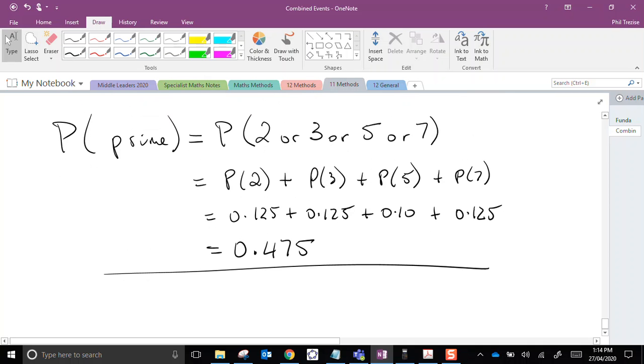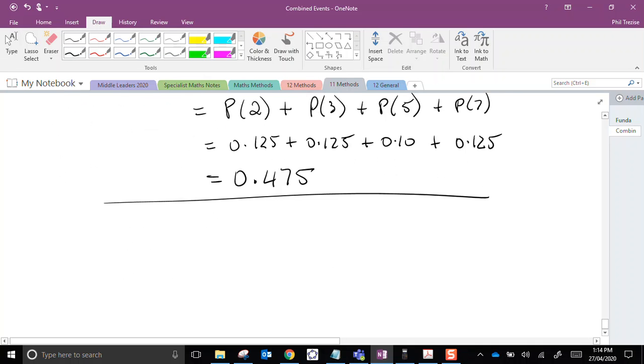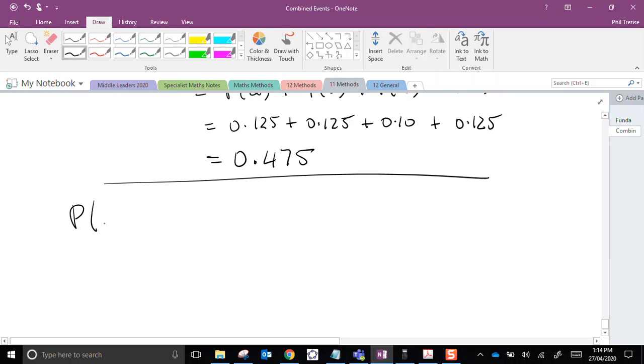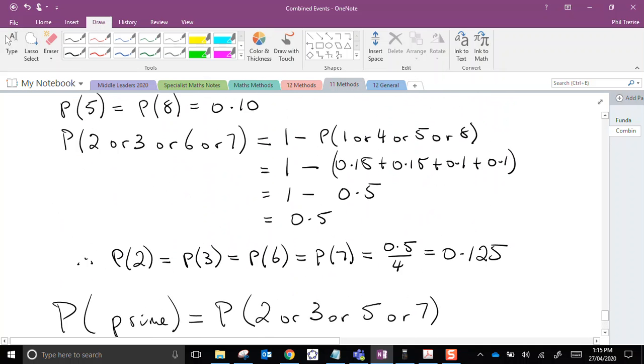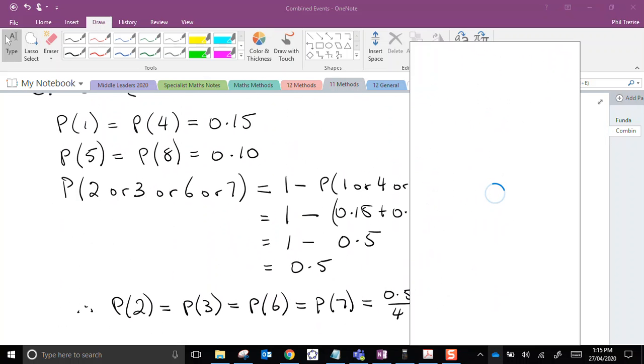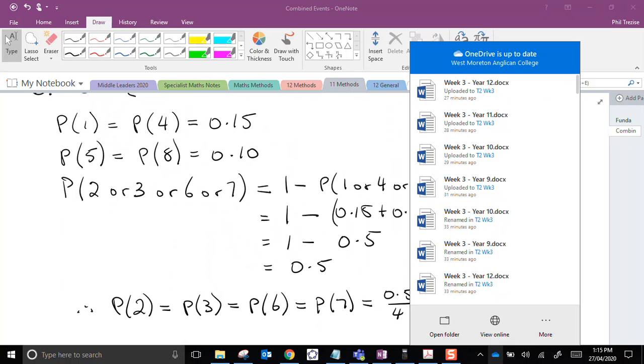And the next bit said the chance of a number less than 5. Chances of getting a number less than 5. So that's either a 1 or a 2 or a 3 or a 4. So the chance of a 1 was, oh, what have I done? Oh goodness, I didn't mean to do that. Get rid of that somehow.